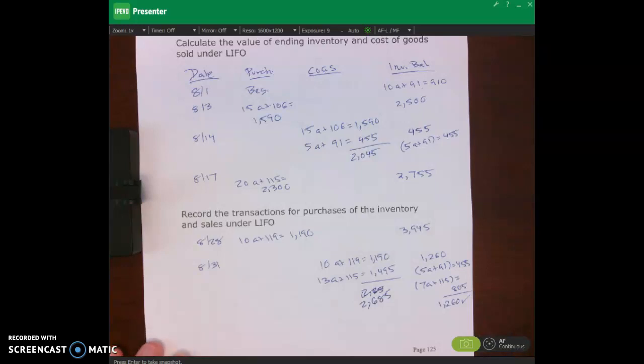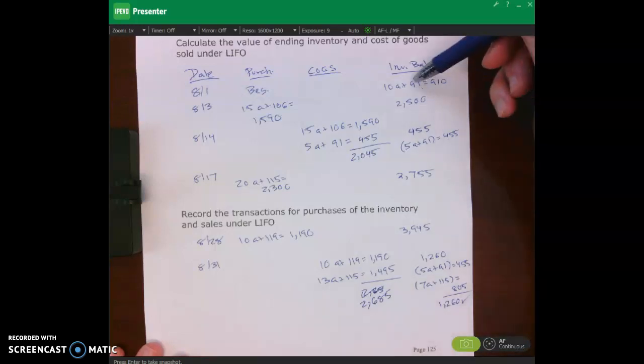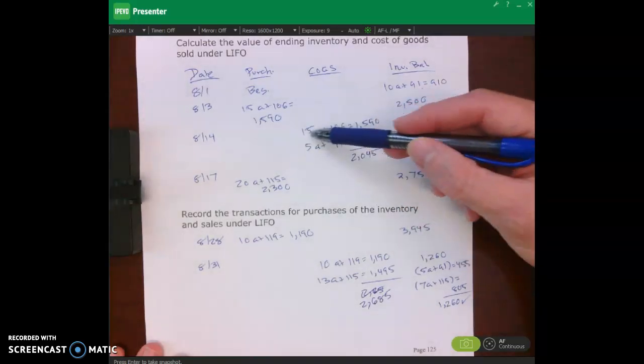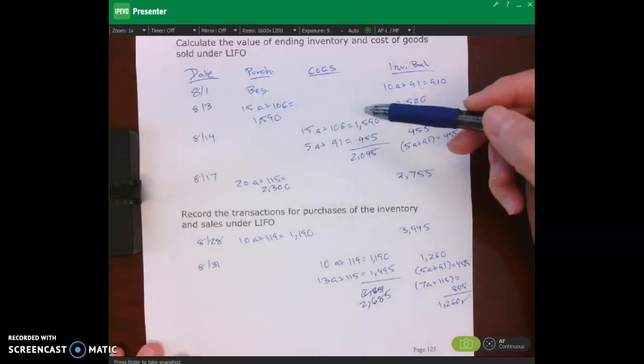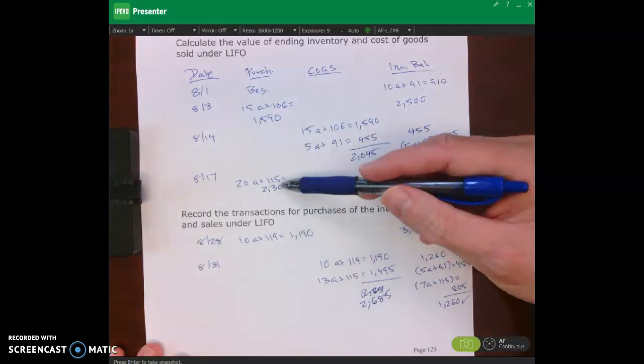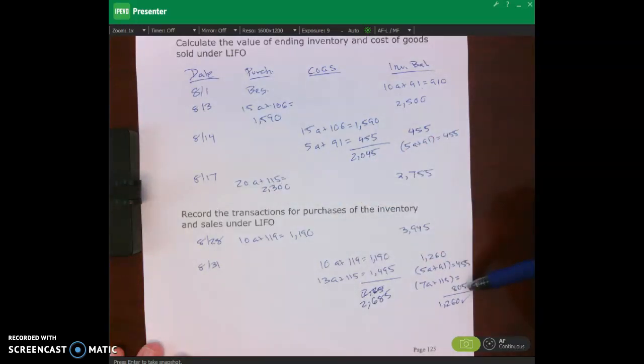How else could I check my ending balance in inventory? Well, which ones do I have left over? I never sold these beginning ones. 5 at the 91, 455. And then I sold all mine at 106. I sold them here up on the 14th. But then I didn't sell all these, right? How many of these did I sell? 13. So that means I have 7 left over. At the 115 gives me the 805. The 455 plus the 805 gives me the 1260. And then I match up.